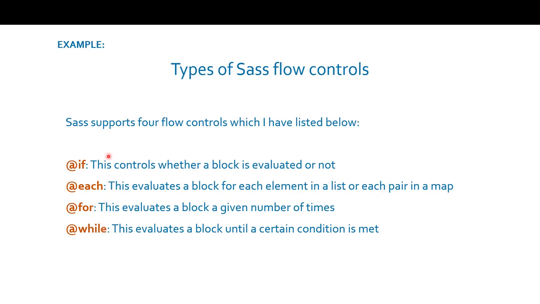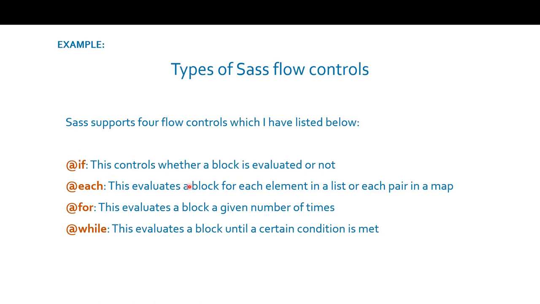So let me summarize this properly. @if is used to evaluate whether a block of code can be evaluated. @each is used to evaluate a block of code for each element in a list. @for is used to evaluate a code a given number of times. @while is used to evaluate a particular code until a particular condition is met. So that is a run through of this.